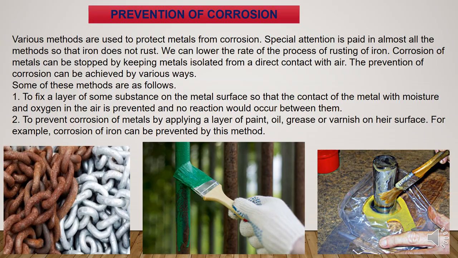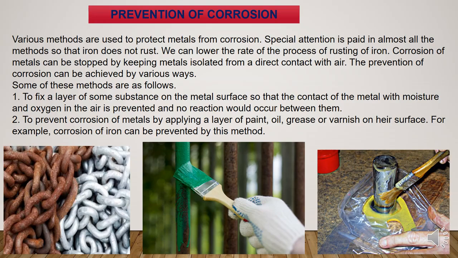Because if we keep it exposed just like that, it will react with air and again that silver ornament will turn black in color. So in order to avoid that, it has to be kept isolated. It is kept separately, not with other metals, and not directly exposed to air. The prevention of corrosion can be achieved by various ways. Now remember, this we can do for silver ornaments and small items.